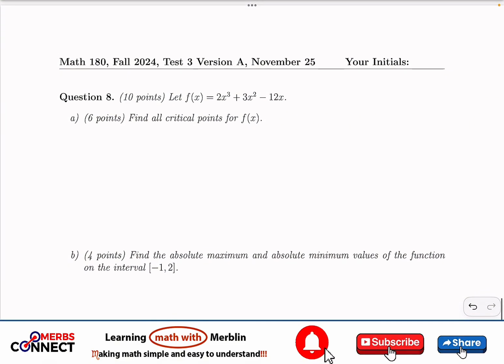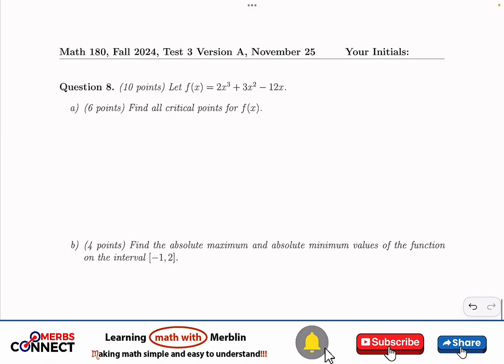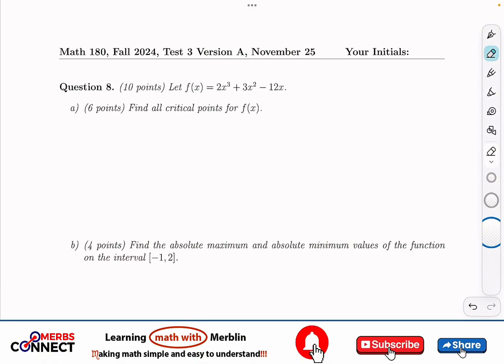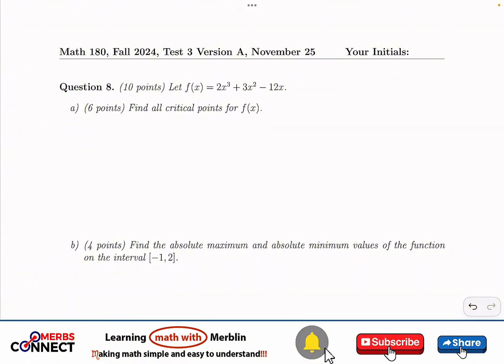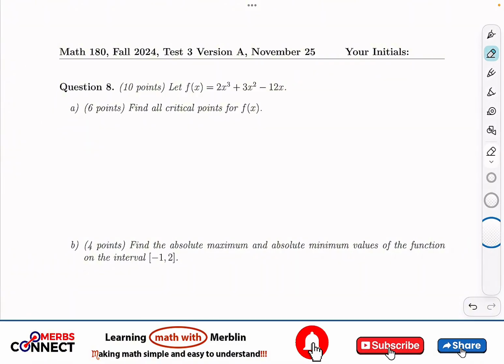And let's do the last question here before we move to spring 2025. Now, this is asking us to find all critical points. So for critical points, we need to make sure that f prime, or the first derivative, is equal to 0. So what is f prime?